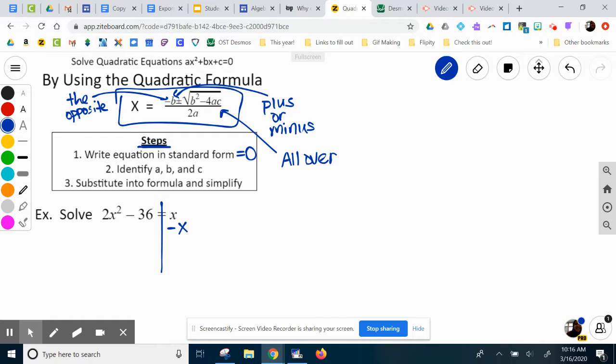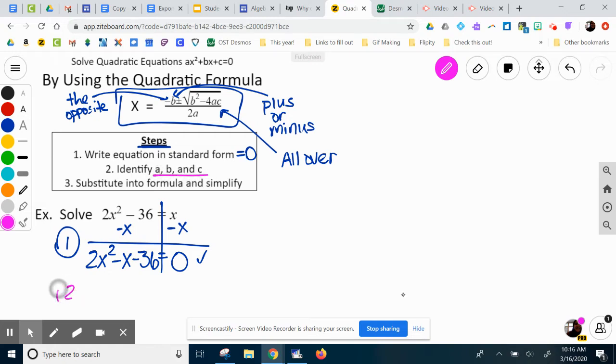Now when I'm looking at this, there are no like terms, so I'm just going to put the minus x in between, because remember the exponents have to decrease. So I got 2x squared minus x minus 36 equals 0. Okay, so check standard form. That was step 1.